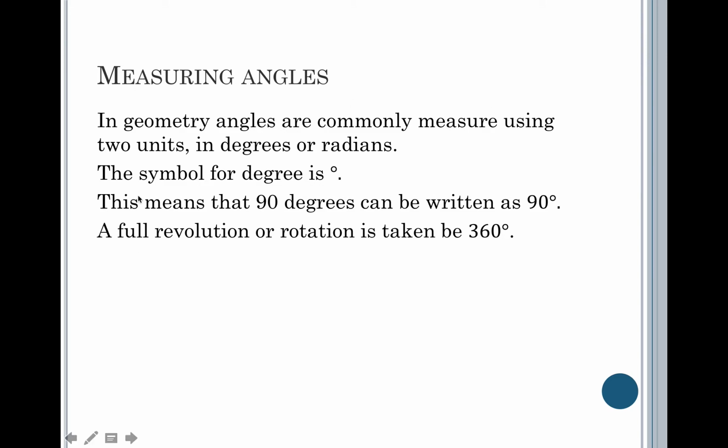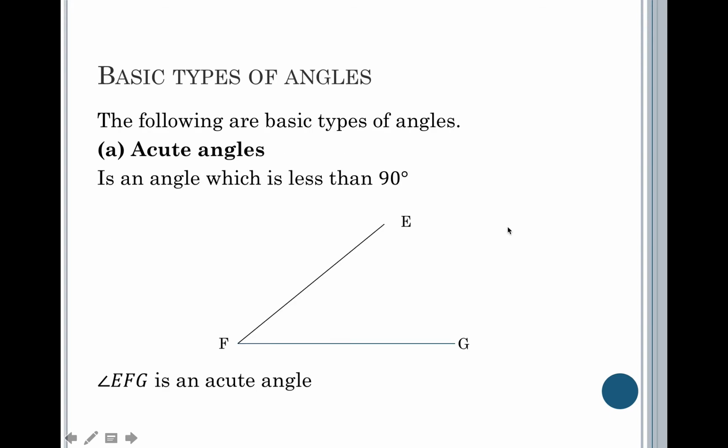All right, so measuring angles. In geometry, angles are commonly measured using 2 units, degrees or radians. We're not going to really deal with radians this time. We're only going to be dealing with degrees. The degree is given the symbol of this little circle. Please do not circle it in or color it in. It needs to be open, and I can't have it too big because then I'm going to think it's a 0. So please keep it small, like an exponent. So 90 degrees would be written as 90 with this little circle. A full rotation would be 360 with that little circle as degrees.